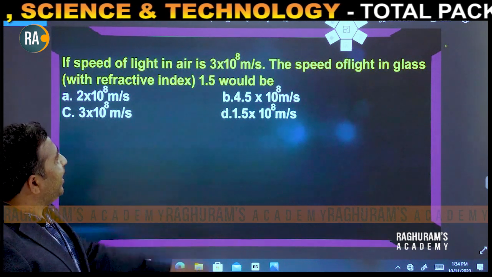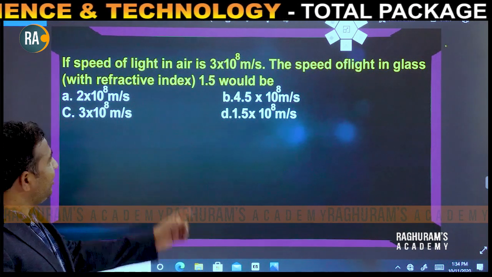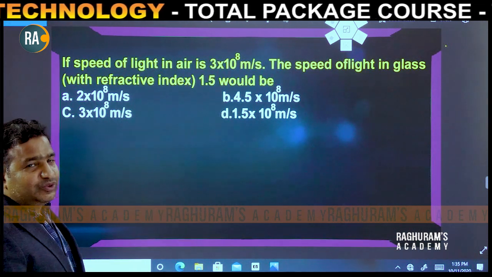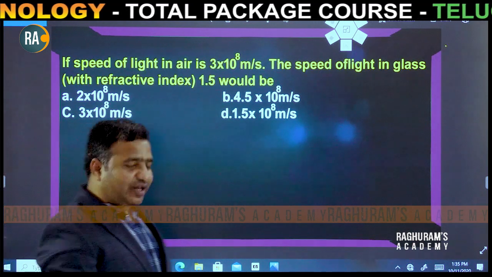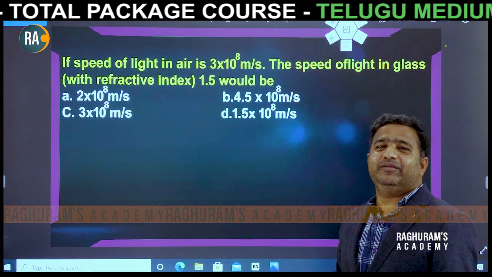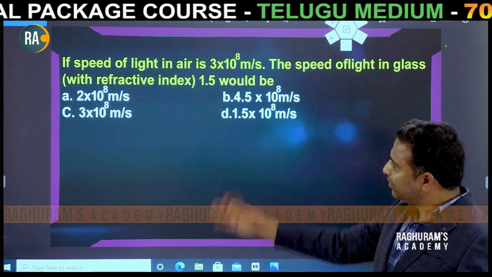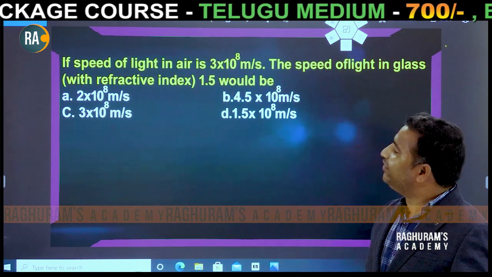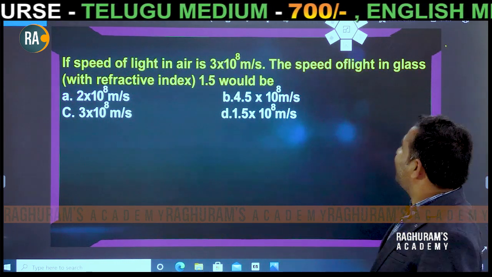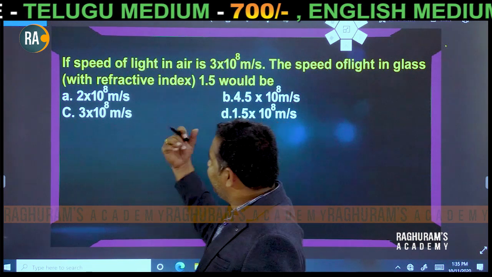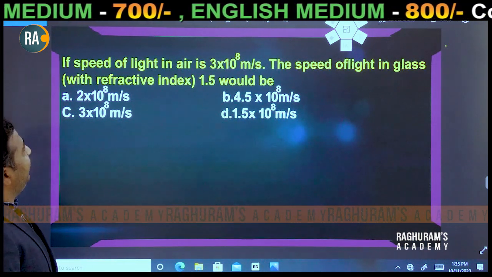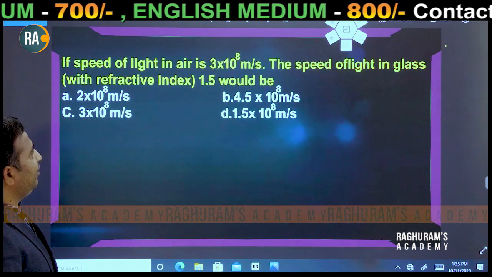The speed of light in glass would be? Here, with a refractive index of 1.5, the refractive index of the medium is 1.5. That is given in the bracket. But here we should calculate the speed of light in glass. The given data is the speed of light.